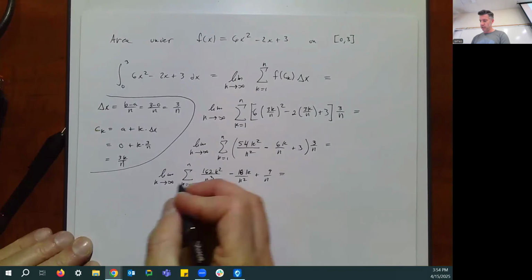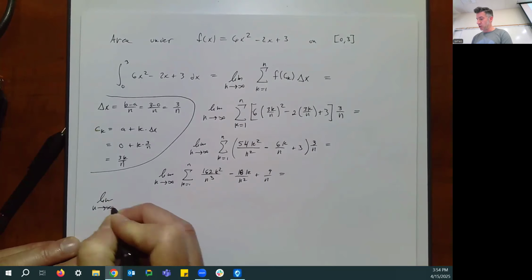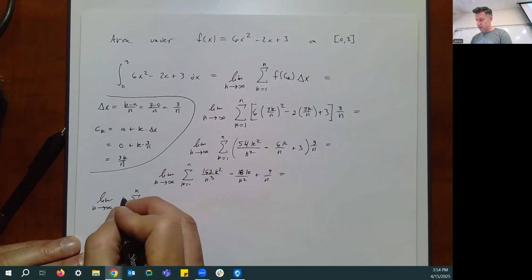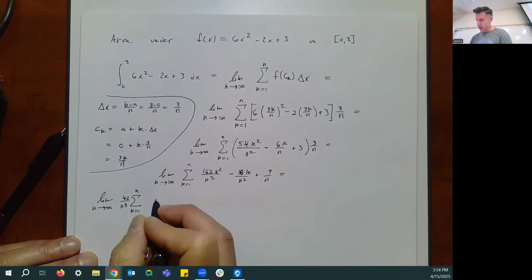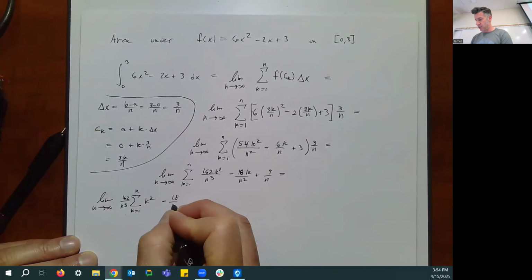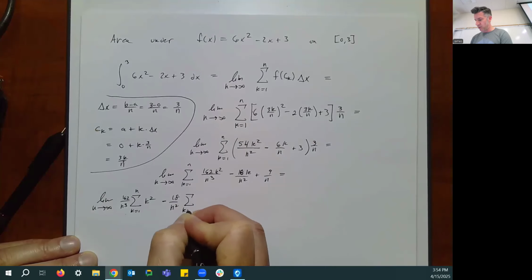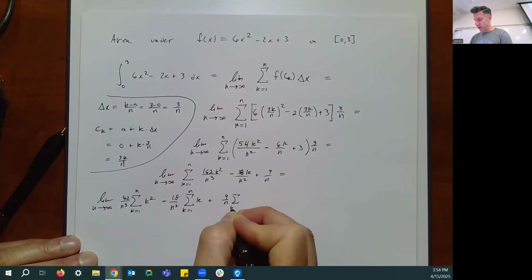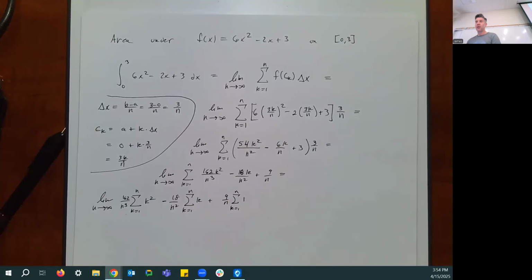Break it apart into 3 summations. The sum from k equals 1 to n. You're going to pull out the constant 162 over n cubed and leave the k squared behind. Same deal here. We're going to pull out the negative 18 over n squared and leave behind the sum from k equals 1 to n of k. Plus, we're going to pull out the 9 over n and leave behind the sum from k equals 1 to n of 1. And here's something you should definitely write down on your page of notes: the formulas for the sum from k equals 1 to n of k, the sum of k squared, maybe even k cubed.